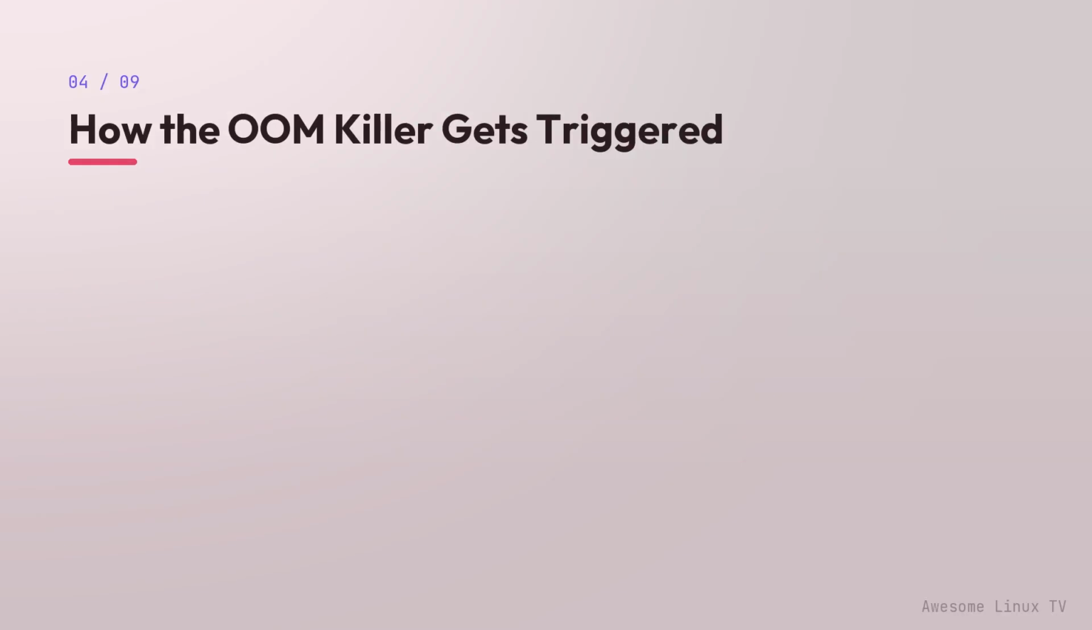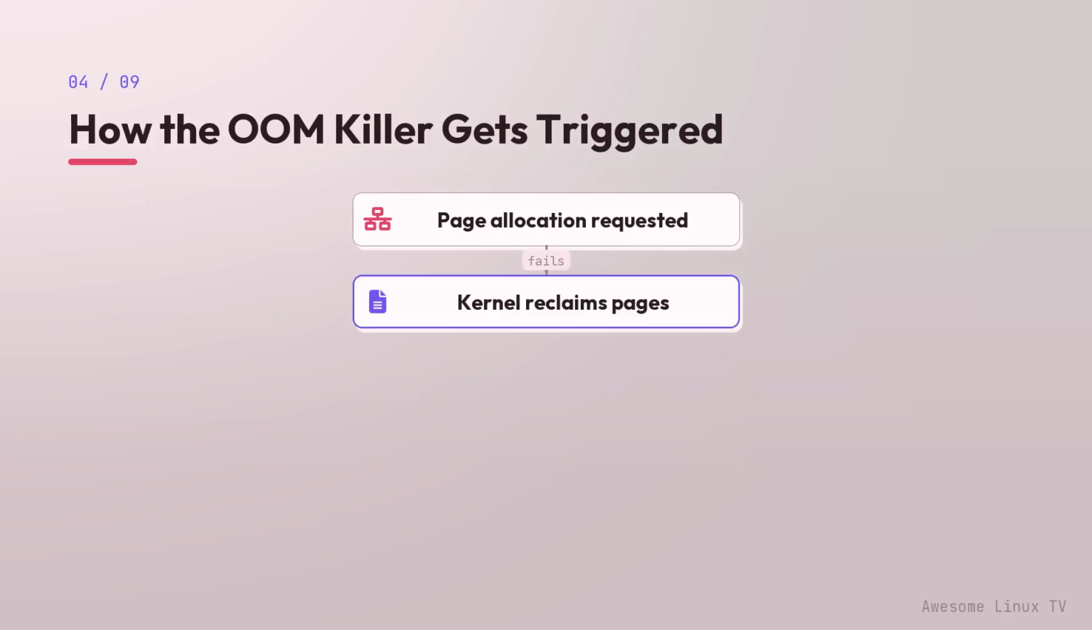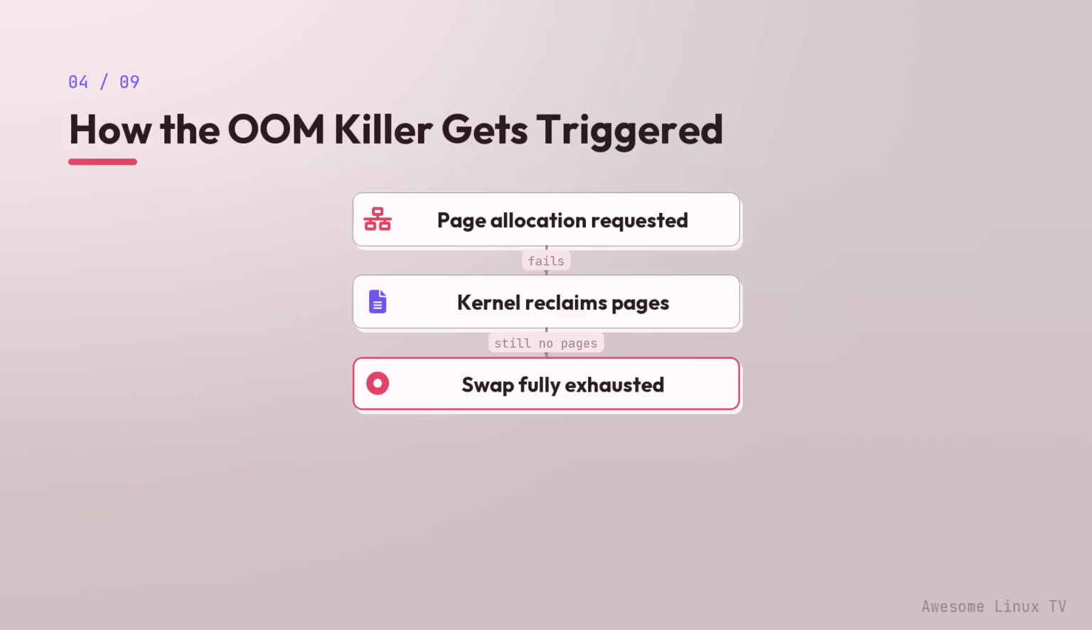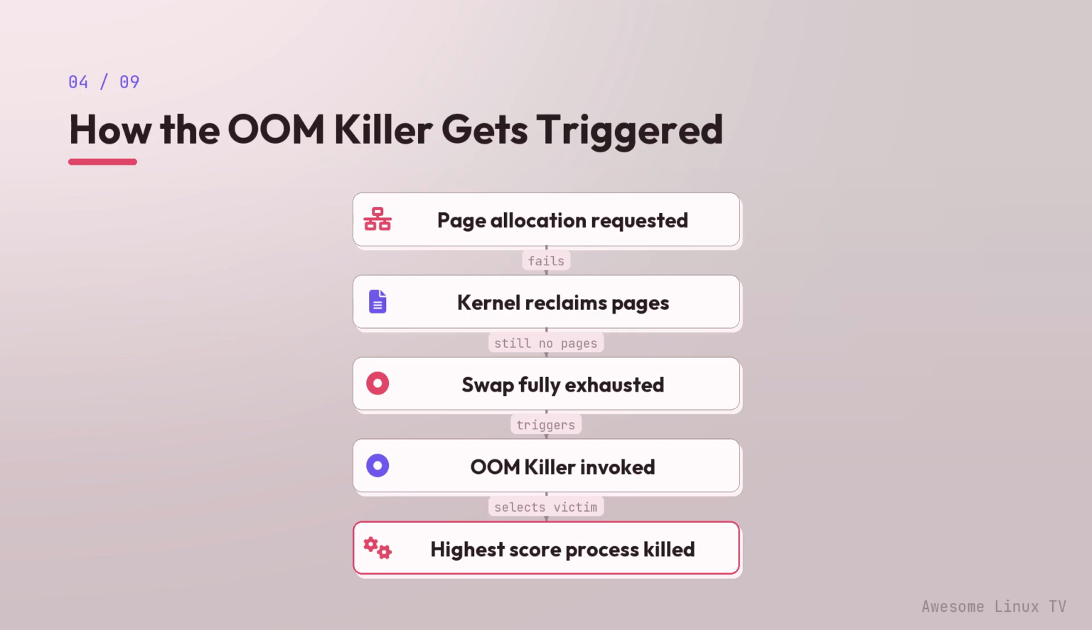Here is the sequence of events. A process requests a memory page. The kernel first tries to reclaim pages from its caches and inactive memory. If that is not enough, it pushes data out to swap. When even swap is exhausted and the allocation still cannot be satisfied, the kernel invokes the OOM killer. It scans all running processes, scores them, and terminates the one with the highest score. That freed memory is then used to fulfill the pending allocation and keep the system alive.